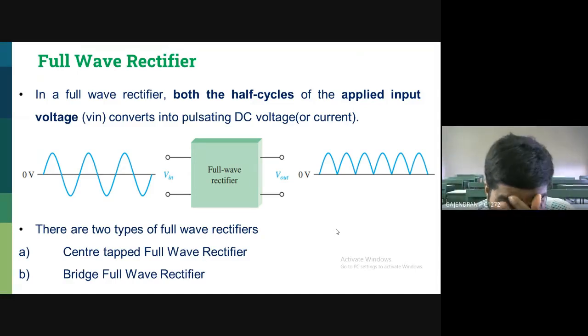Okay. So based on the diode configuration and the overall construction, it is classified as two things. One is the center tapped full wave rectifier. Another one is the bridge full wave rectifier. Okay. Center tapped full wave rectifier first paakla, then we will see the bridge rectifier.